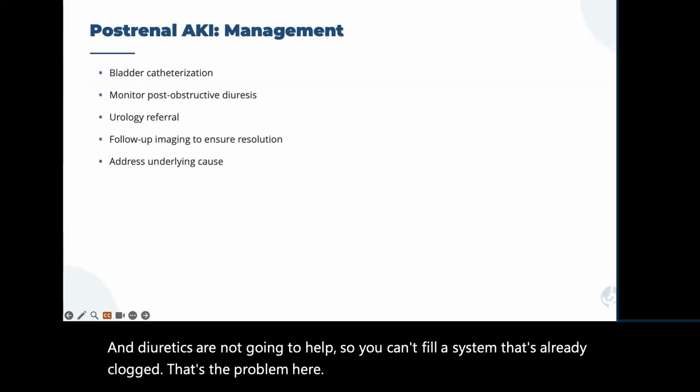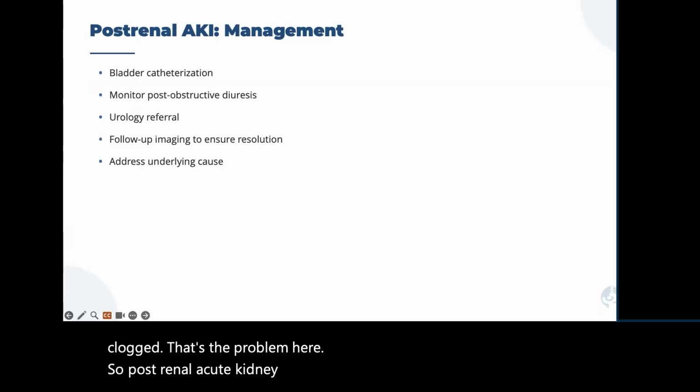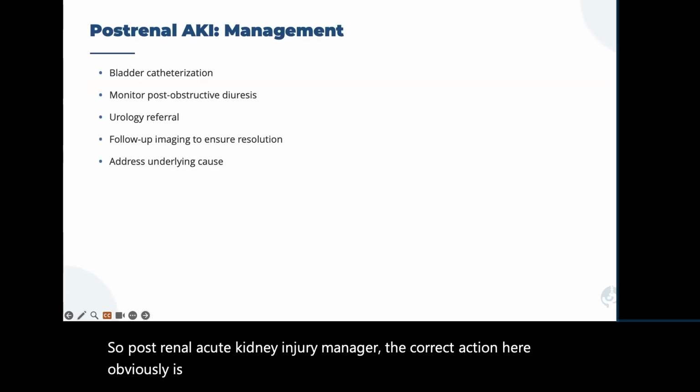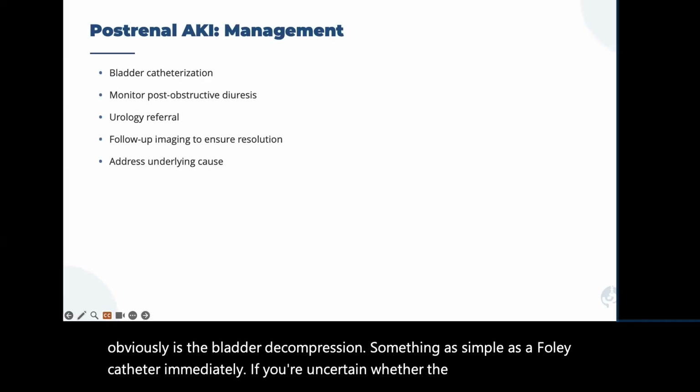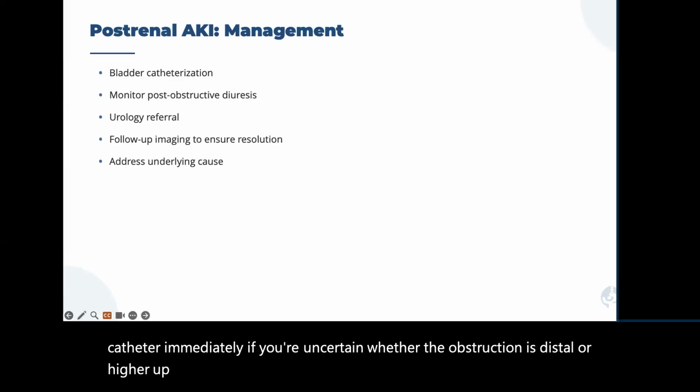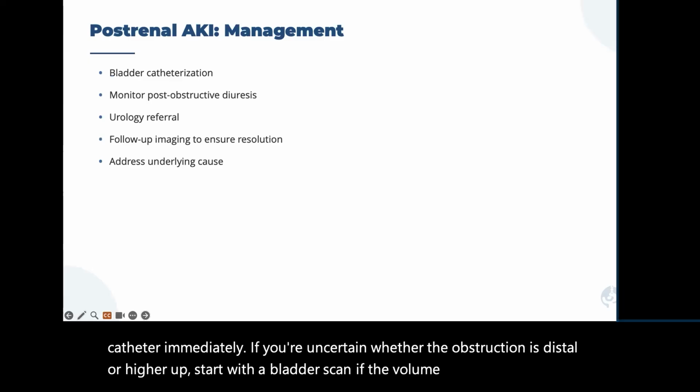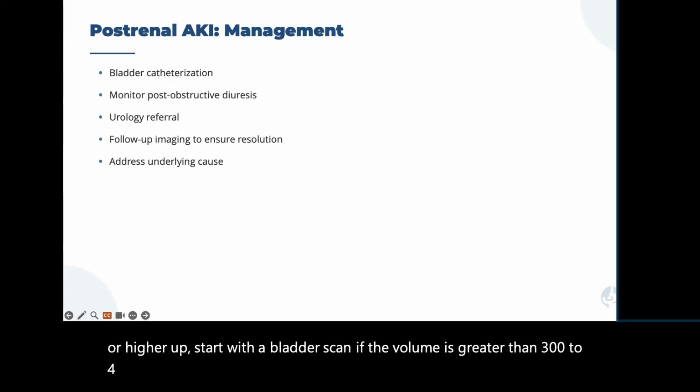So, post-renal acute kidney injury management. The correct action here, obviously, is bladder decompression, something as simple as a Foley catheter immediately. If you're uncertain whether the obstruction is distal or higher up, start with a bladder scan. If the volume is greater than 300 to 400, then that's your answer right there.